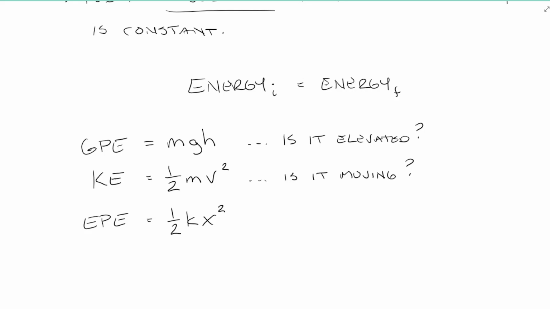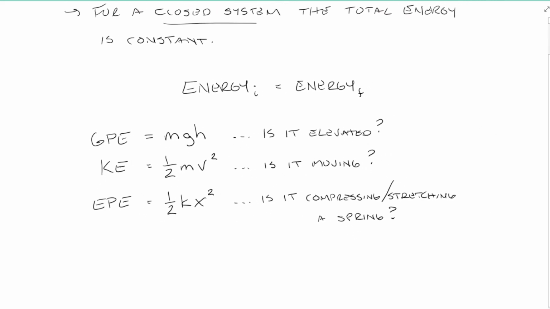And in order to have elastic potential, we must be compressing or stretching a spring. So is it compressing or stretching a spring or some kind of elastic material? It could be a trampoline, it could be a bungee cord, right? So really that's all we're going to deal with.